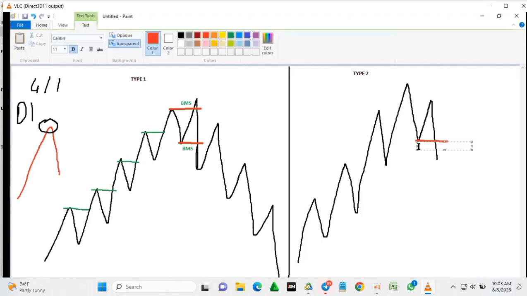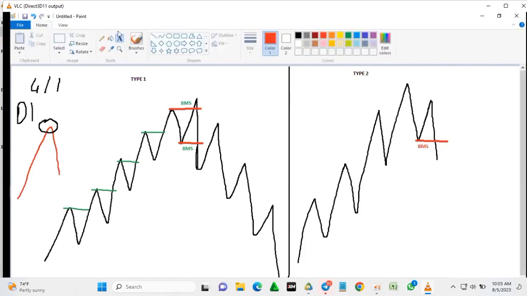So there is 1 BMS on type 2. So you can see the difference on type 1 and type 2. This is our type 1 and type 2. So that's what you are going to see here. Okay, when daily changes direction, either you see type 1 or you see type 2, right?